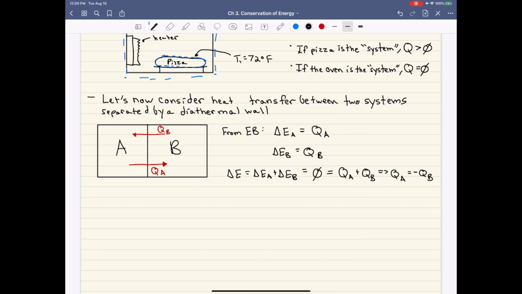The other thing I want to say is that if the change in energy of compartment A is negative, conversely, that would have to mean that the change in energy of compartment B would have to be positive. And when we have this sort of situation, what we observe is that energy transfers from A to B in the form of heat.